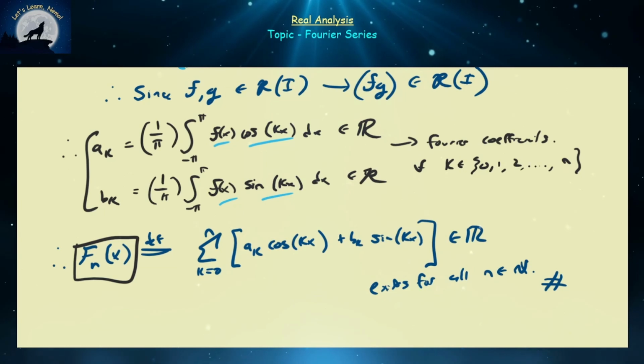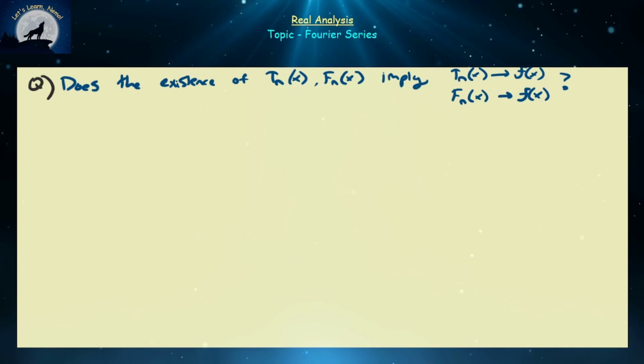Now, does this mean that this series converges to f just because the Fourier approximation exists? Take a moment and think about it, because that's the next question I want to address. So does the existence of Taylor approximations and Fourier approximations imply that Taylor approximations converge to the function f? Moreover, does the Fourier approximation also guarantee to converge to that function f? The answer is, take a guess, no.